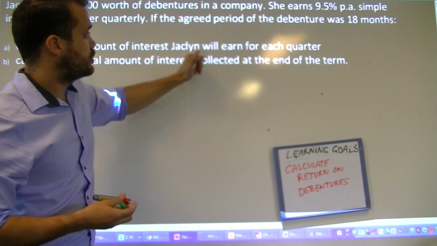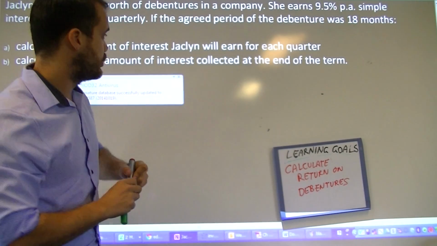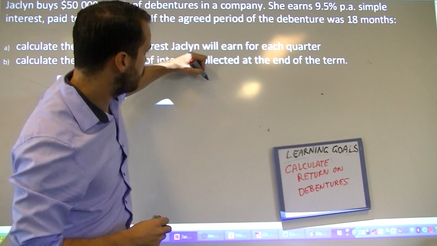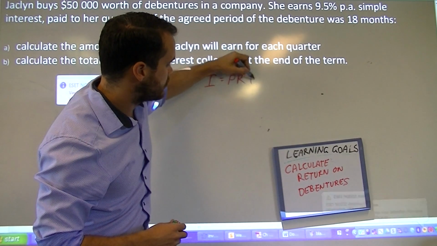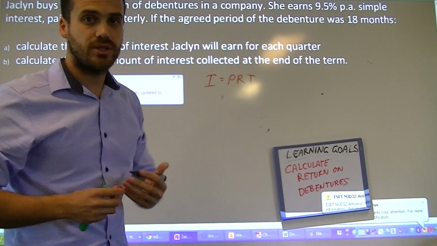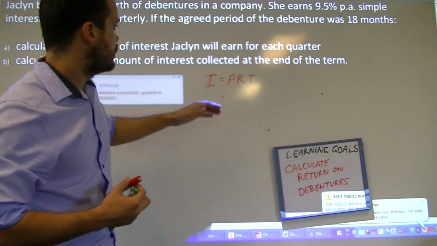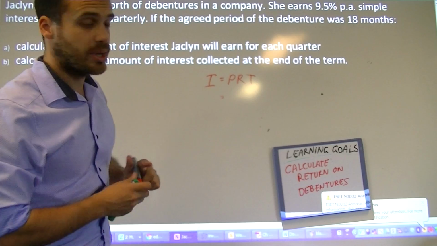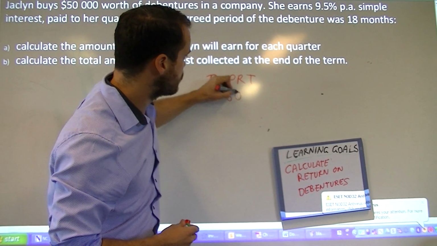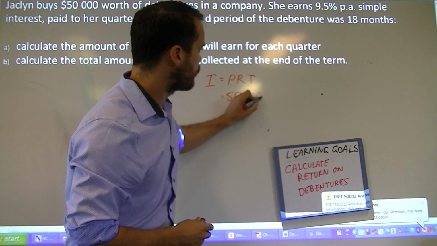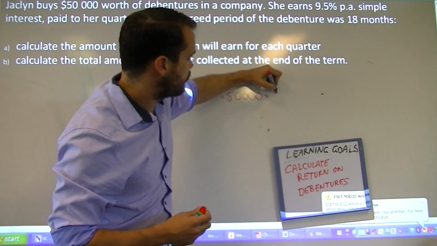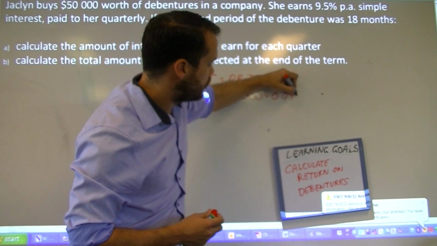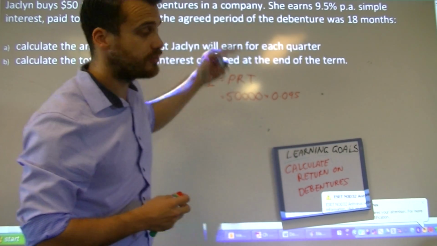Calculate the amount of interest Jacqueline will earn for each quarter. Now you'll know that your simple interest formula is I equals PRT. We really just need to use that simple interest formula. Now our principal is the amount of money that we invested, $50,000. Our rate, that's pretty straightforward, 9.5%. Remember to convert that to a decimal. Move the decimal place 2 points to the left.